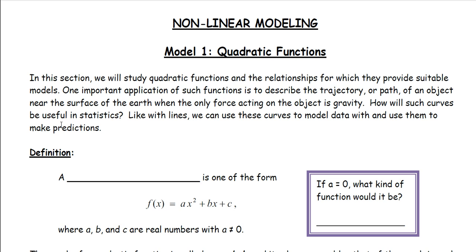How will such curves be useful in statistics? Well, like we saw with lines, we can use these curves to model data and use them to make predictions. And if quadratics are a good fit for modeling the data, we can actually use them to make a prediction on what the maximum or minimum value is.